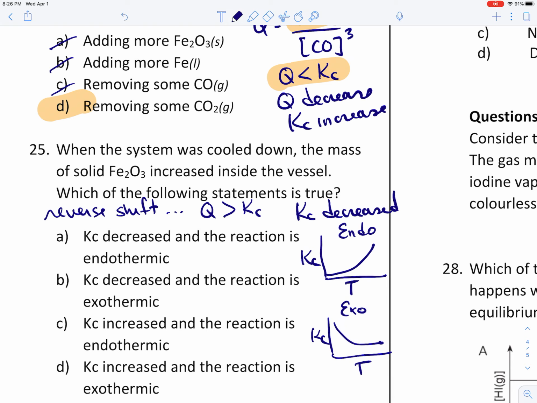So we know that when we cooled the system down, Kc decreased. Which of these two graphs shows that? Lowering temperature causes Kc to get smaller. But I hope you focused on the first one. When you lower the temperature, the Kc's there will get smaller. So that means we have an endothermic reaction and Kc decreased, which means of those choices, we're looking at choice A.